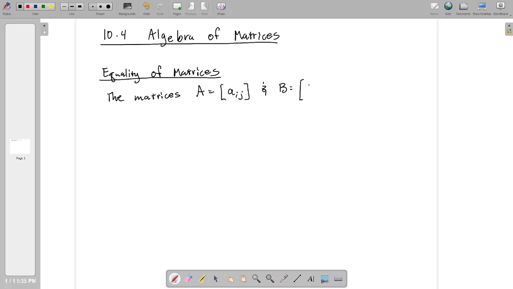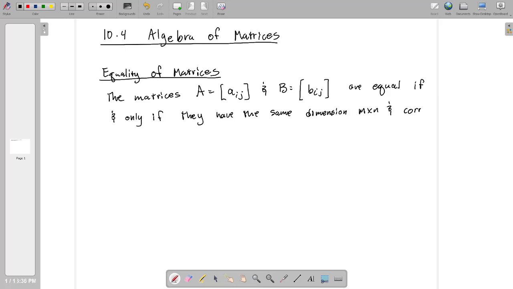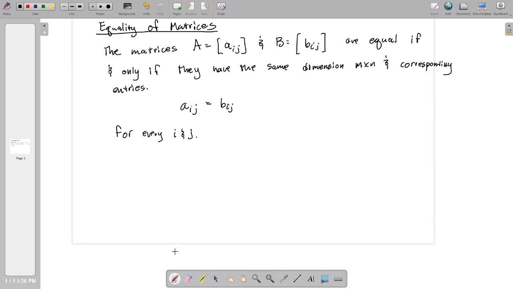The matrices A equals A_ij and B equals B_ij are equal if and only if they have the same dimension, m by n, and corresponding entries. What that means is A_ij is equal to B_ij for every i, j. For example, find x in these two matrices.